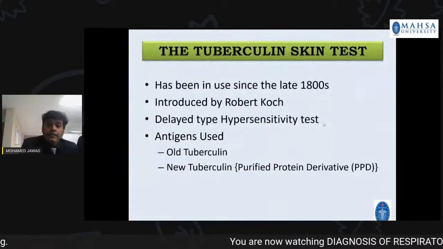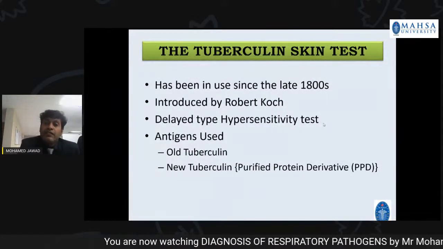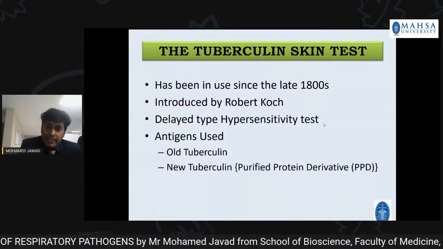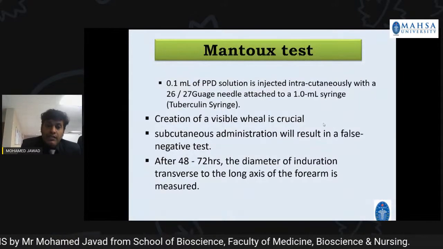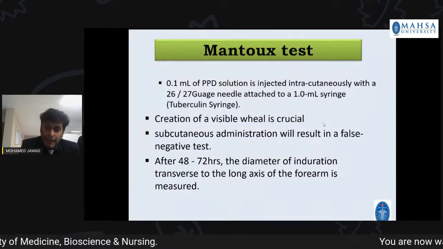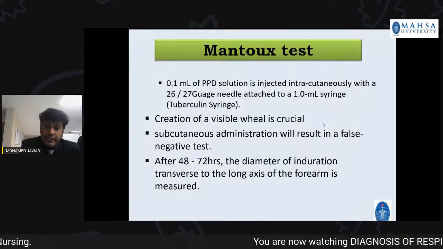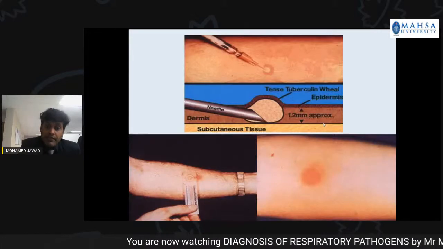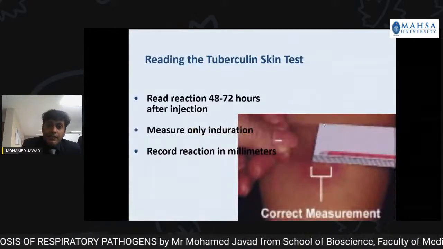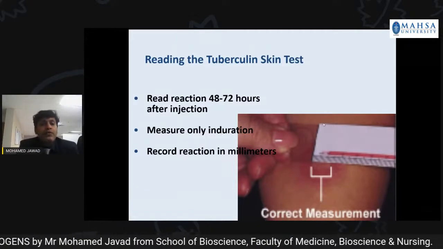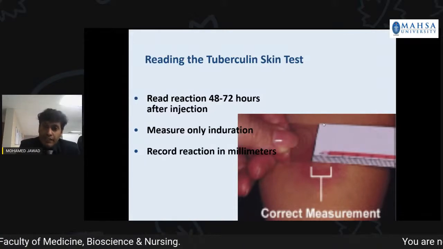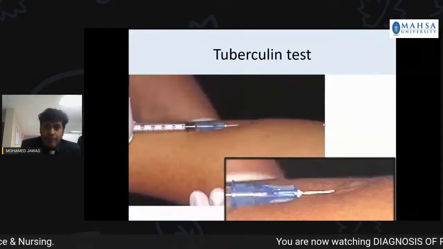Actually, for the detection of tuberculosis, mainly we have to do the tuberculin skin test. It's a delayed hypersensitivity reaction test, the Mantoux test. It will give the reactions. It will check the delayed hypersensitivity of humans. It will cause induration, and we have to check the induration. The reading of the tuberculin test we have to check 3 days after injection. Measure only the induration; more than 15 mm is the cutoff.